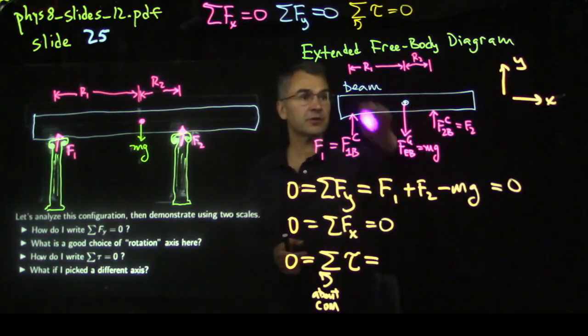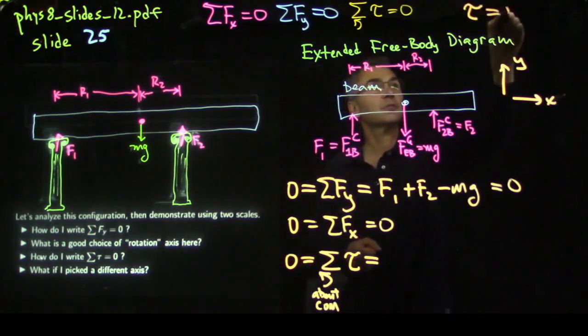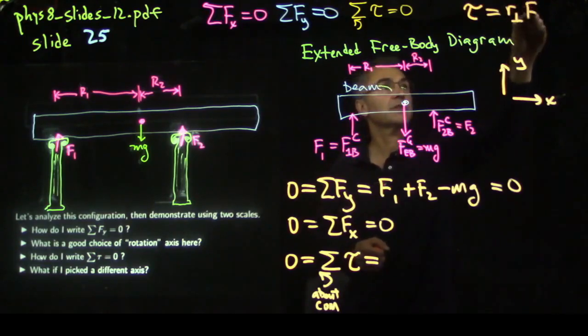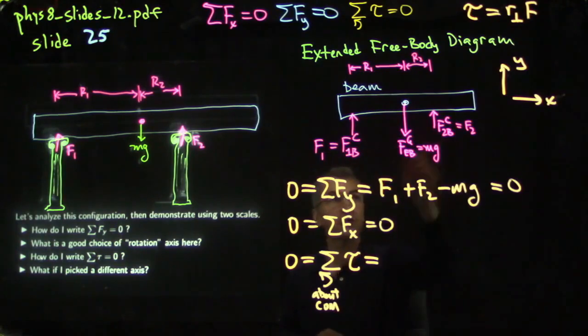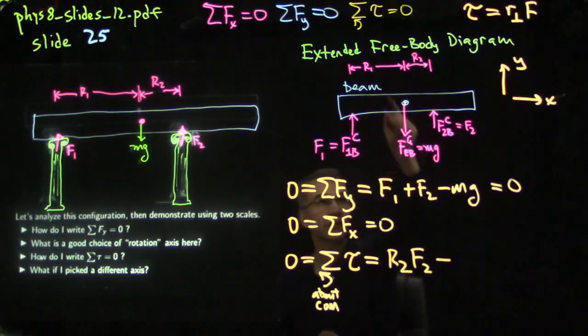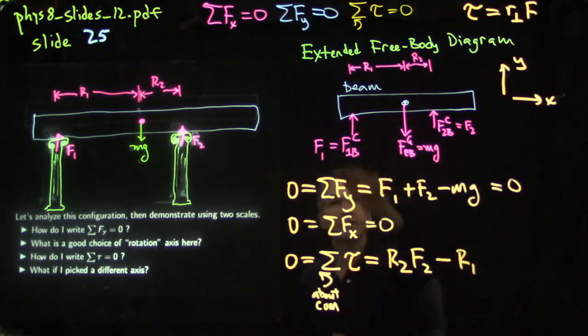So let's do counterclockwise. F2 is a counterclockwise sense about this pivot, and then minus clockwise. So we'll do the torque due to F2 first, and then the torque due to F1. Remember, a torque is perpendicular distance, that's the lever arm, times the force. That's usually the most convenient expression for torque. So since this is a vertical force, we want horizontal distance to be perpendicular to the line of action of the force. So the horizontal distance is R2, and then the force is F2. That's anti-clockwise. Now clockwise has a minus sign, so the horizontal distance from the pivot to the line of action of F1 is R1, and then the force is F1.